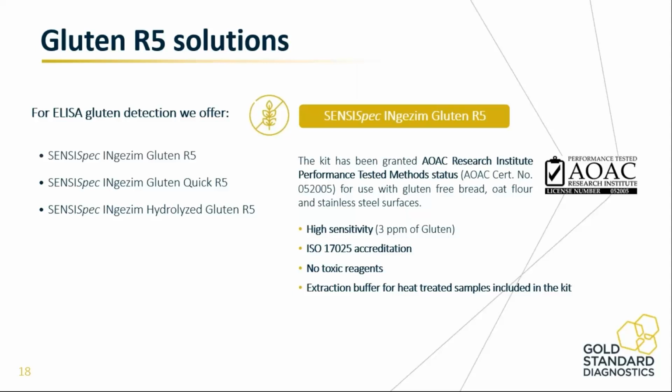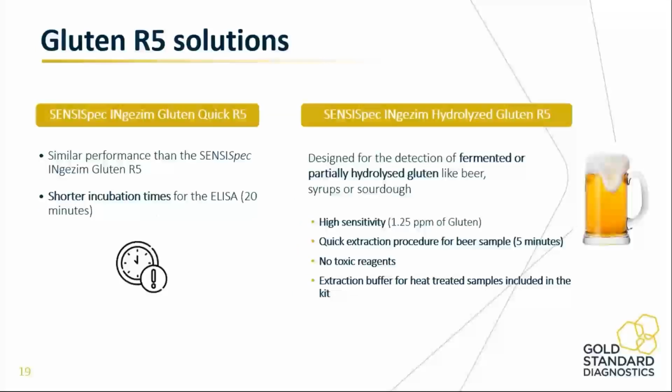It is the perfect kit to be used by laboratories if they want to be ISO 17025 accredited. It includes no toxic reagent. None of the reagents is toxic, so there is no need to use the kit under a fume hood, because there is no bad smell and nothing toxic at all. And the extraction buffer for heat-treated samples, which is highly necessary, is already included in the kit. No need to buy it separately.